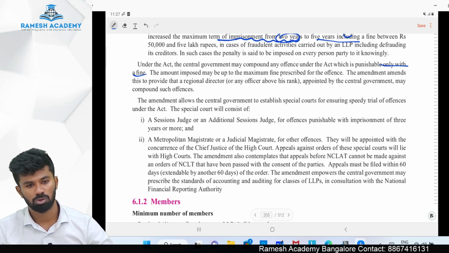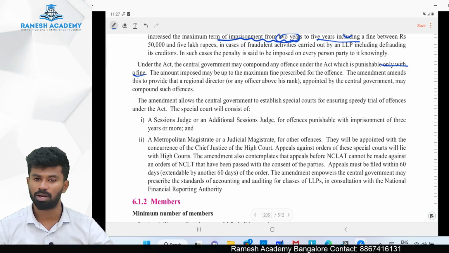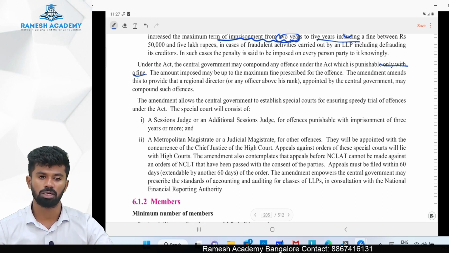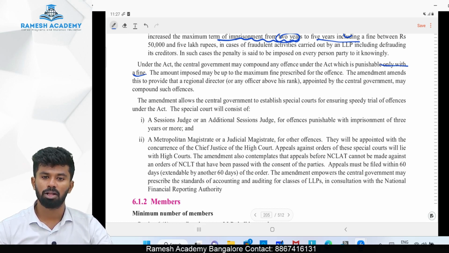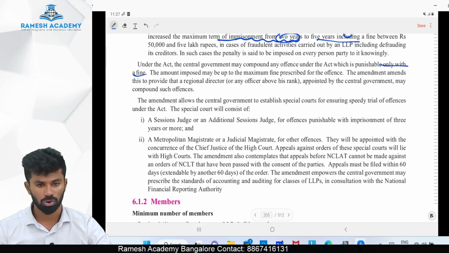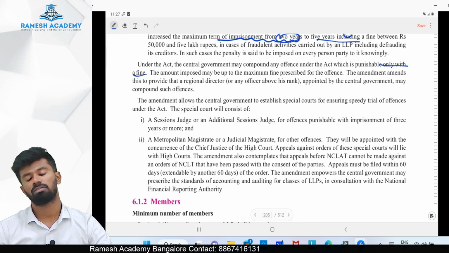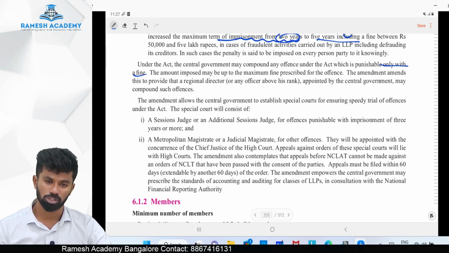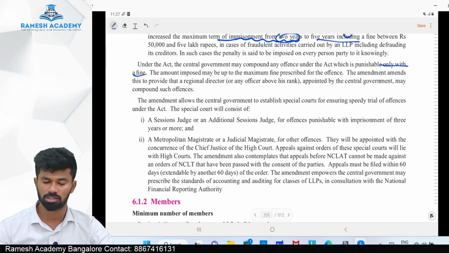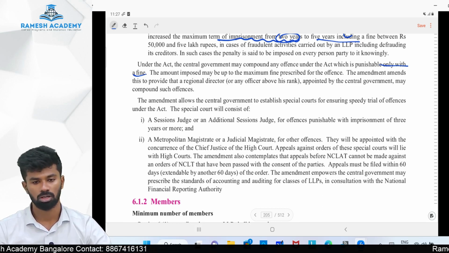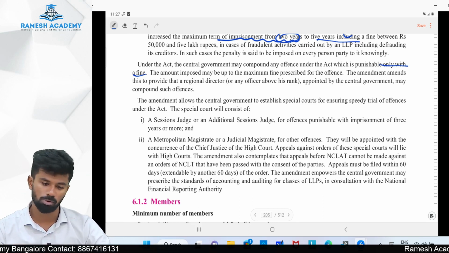See, if you don't pay income tax on time, there is a penalty. There is a question of compounding over there. But if there is a fine, those offences can be compounded only by particular authorities. In the same way, in case of LLP Act violations, if it is punishable only with a fine, the regional directors can compound the offence. Compounding means there will not be any prosecution and you agree to pay the imposed amount of penalty.